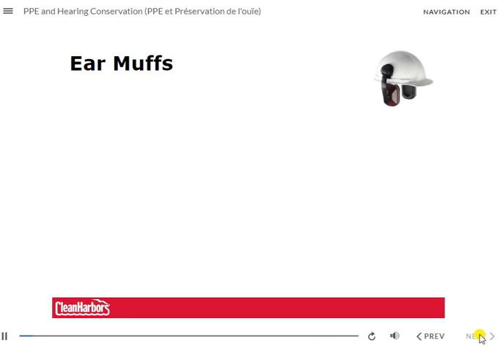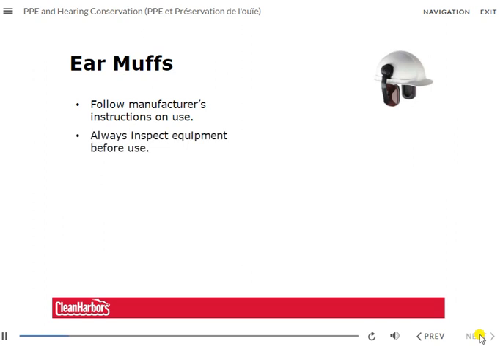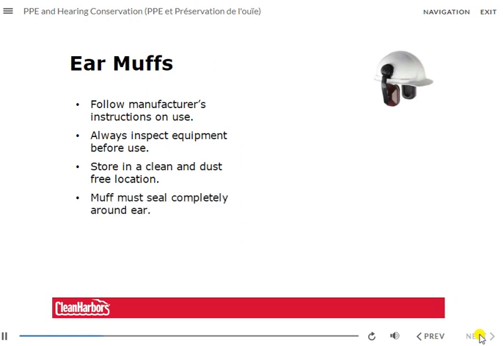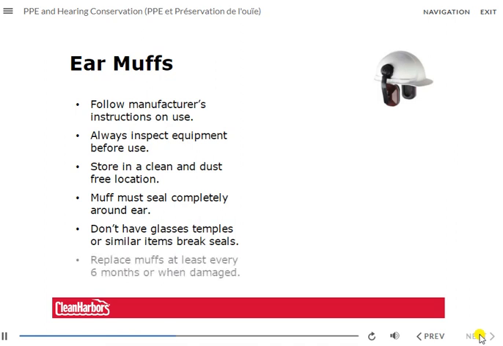Like with all of the equipment that has been discussed, always follow the manufacturer's instructions on use. Ear muffs must be inspected before use and then stored in a clean and dust-free location when they are done. With regard to the fit of the ear muffs, the muff must seal completely around the ear. As necessary, adjust the headband to fit the head by sliding the headband up or down. If glasses are worn, make sure the glasses temple does not break the seals of the earmuff. Muffs often have to be replaced every 6 months or sooner if defects or deterioration are noted.